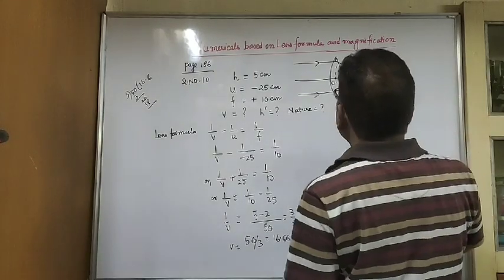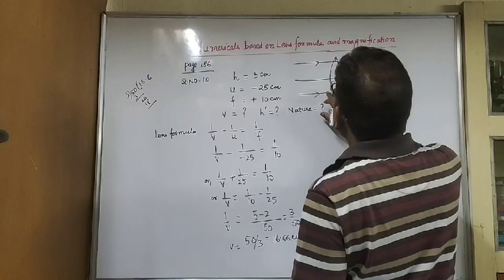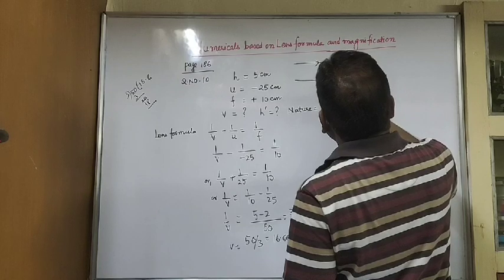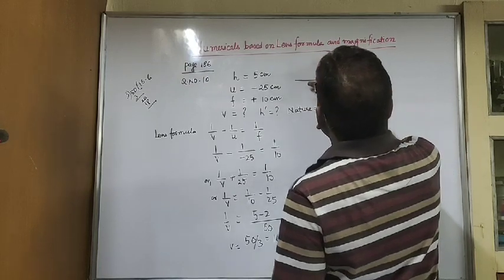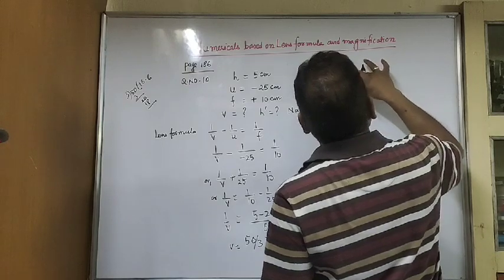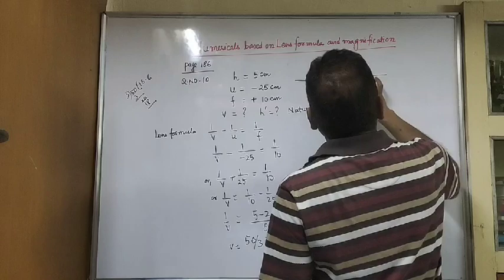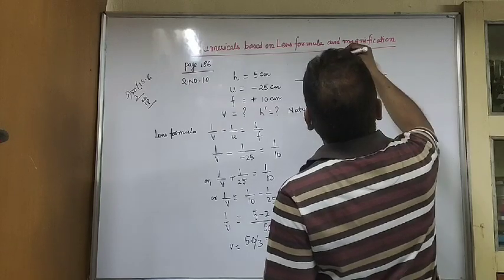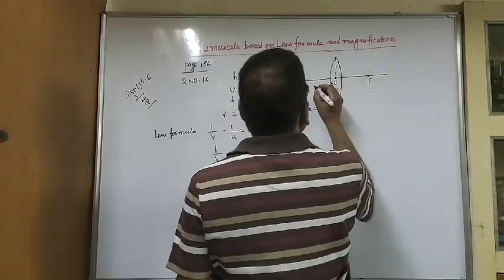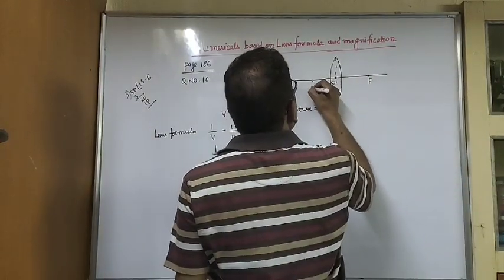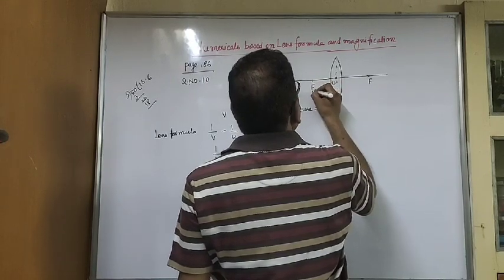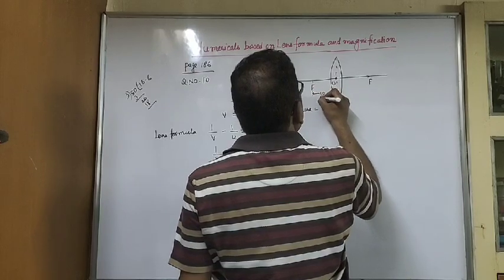So you have to draw a ray diagram. So if you will draw a ray diagram, it will be like this. We have a converging lens. It means suppose this is a convex lens, and the focal length of convex lens is given. So mark, suppose this is focal length and this distance is 10 centimeter.